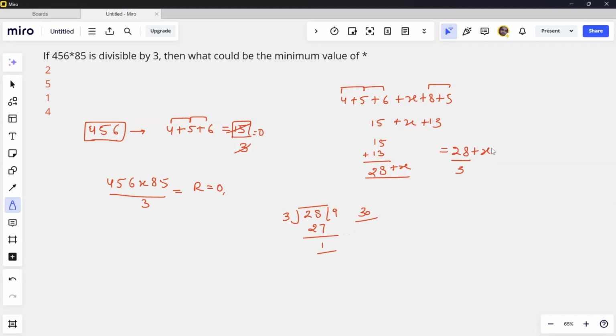So if I put the value of x equal to 2, it means 28 plus 2 will become 30. If I divide this by 3, it is completely divisible, 10 times. It means if we put the value of x as 2, this particular number will get completely divisible by 3. So the minimum value of star is 2. Okay, so the first option is the correct option.